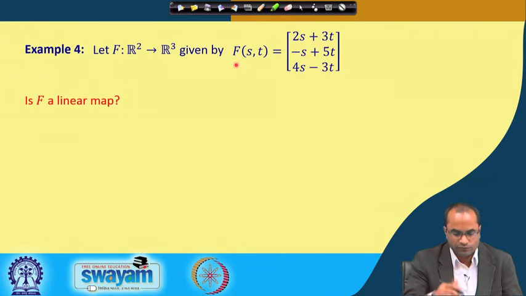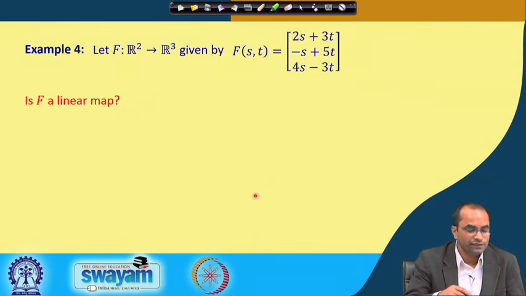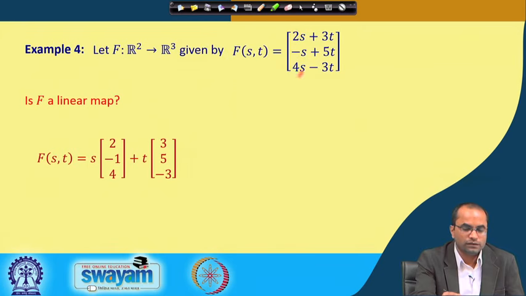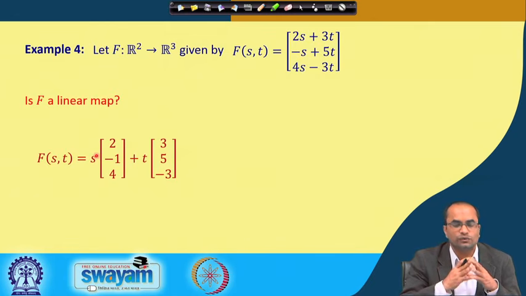The other possibility, which we will in fact look at here, is that this f(s, t) we can also write down so that from the first component we can take s out, and then we have (2, -1, 4), and plus this t we can take common, and then we have (3, 5, -3). So, this addition of these two vectors is exactly the given vector which this f maps (s, t) to. So, here we have exactly the same vector, but we have broken it into two vectors.